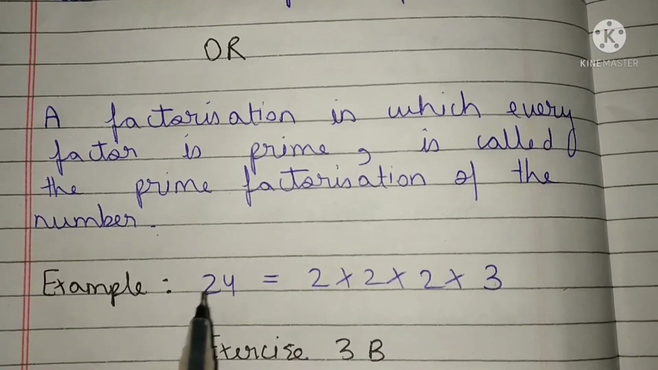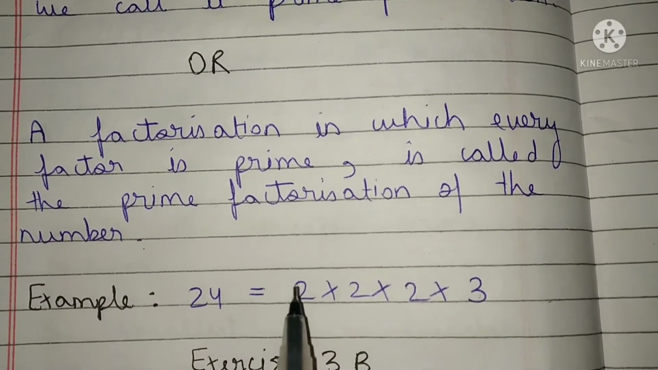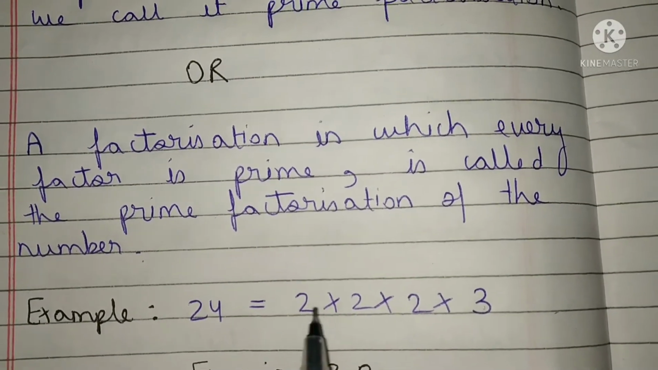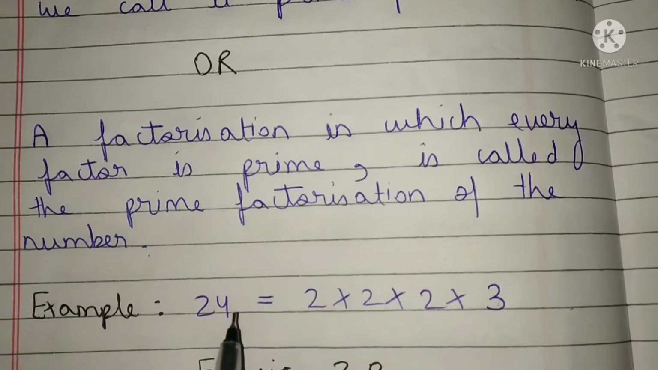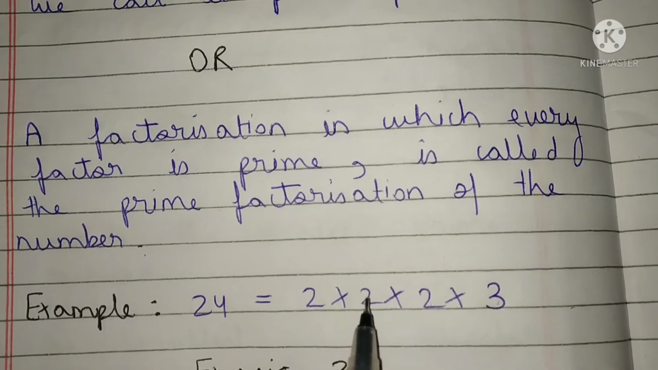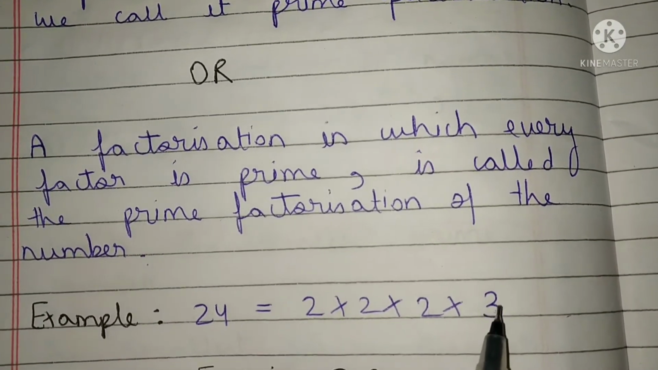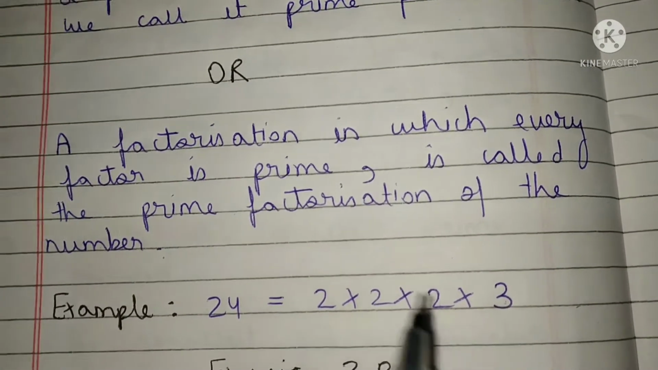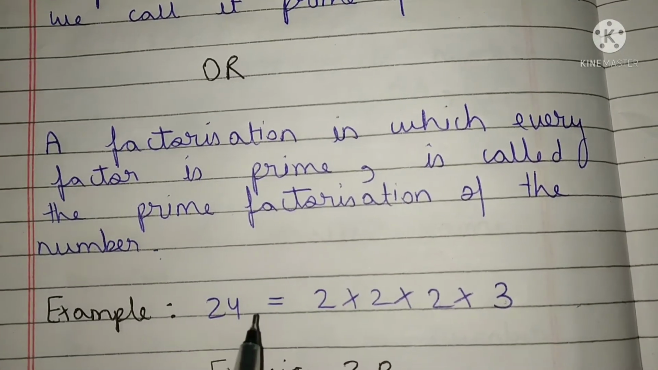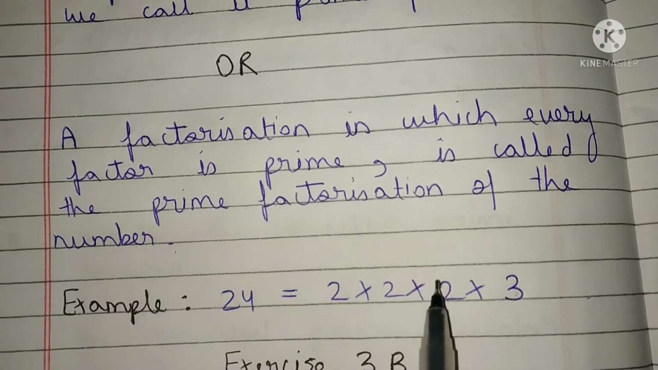For example, 24 is broken down into a set of prime numbers. Students, this is a set of prime numbers, and when you multiply these prime numbers together, you will get the original number, that is 24. See, 2 into 2 is 4, 4 into 2 is 8 and 8 into 3 is 24. So students, you can see that when we multiply these prime numbers together, we get the original number, that is 24. So this is called the prime factorization.